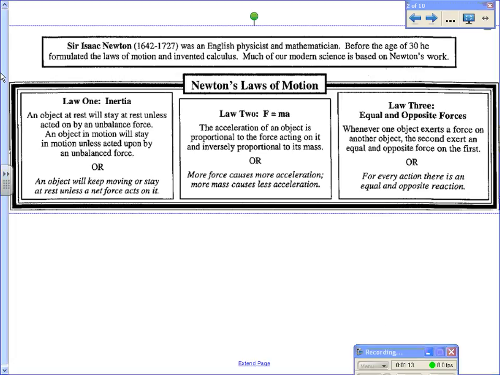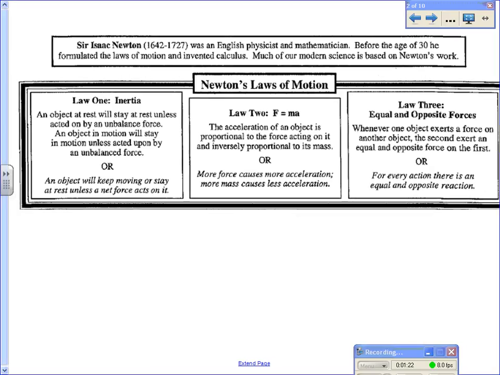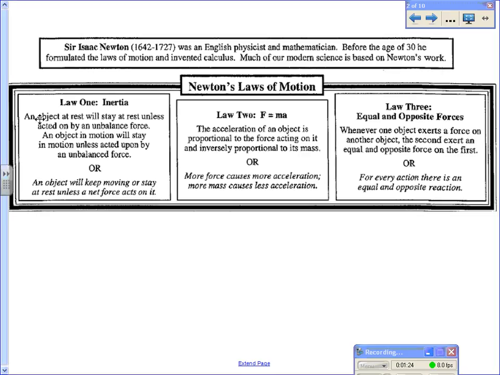So let's look at the first one. It says that an object at rest will stay at rest unless acted upon by an unbalanced force. Now, this is one that we believe. We love this one. This makes sense because if you've got a calculator on your desk, it won't move unless you push it. So we believe these things. But look at the second statement here. An object in motion will stay in motion unless acted upon by an unbalanced force.